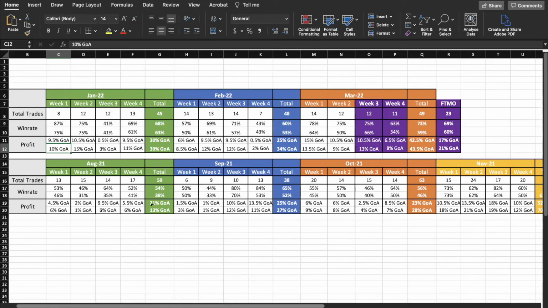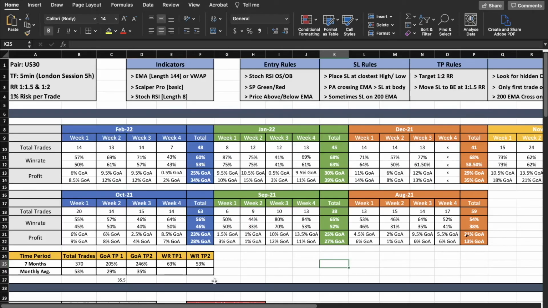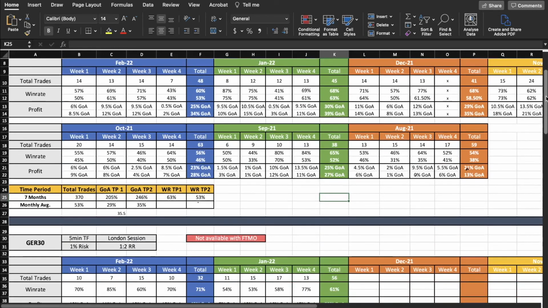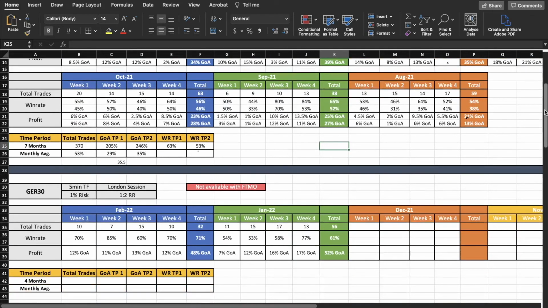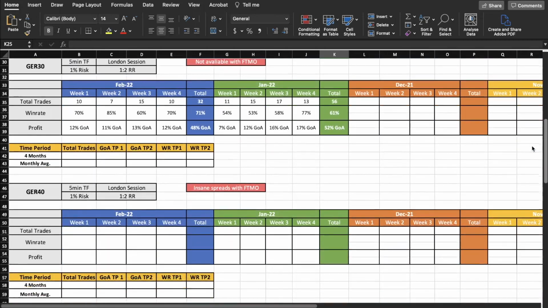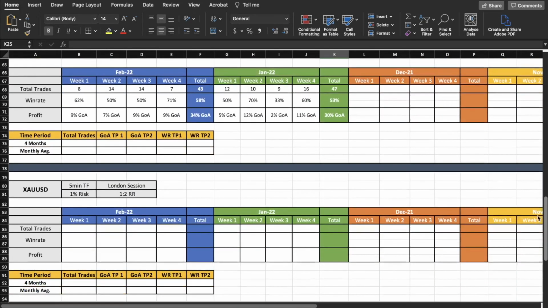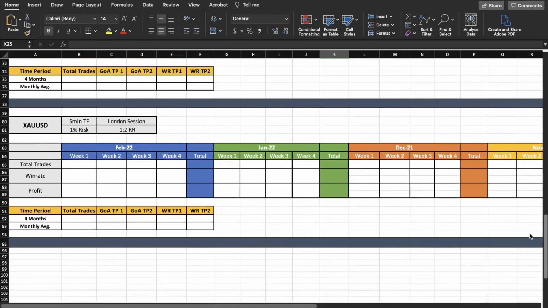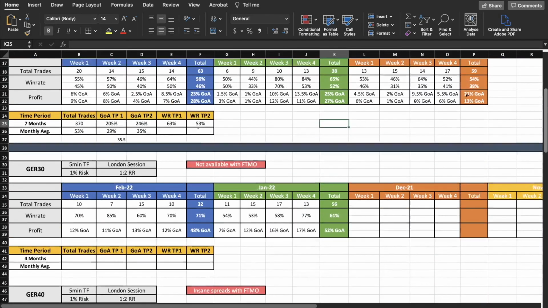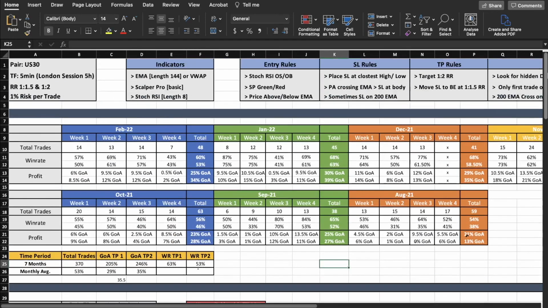Yeah, so here are the backtesting results. Here's another sheet. I tested it on different instruments like German 30, the DAX. I tested it on US oil for 2 months. I tested it on gold, but I didn't end up filling it out. So yeah, now here are the backtesting results.